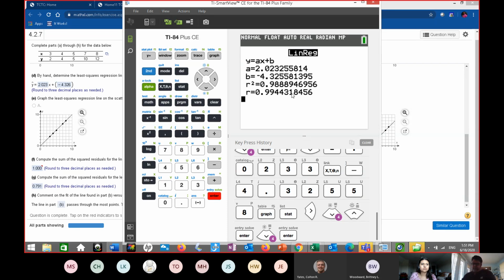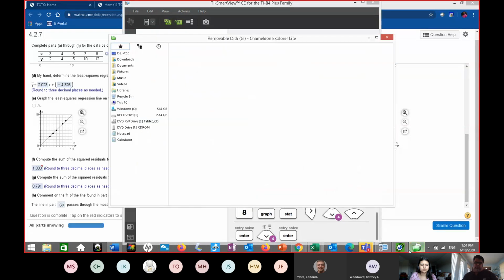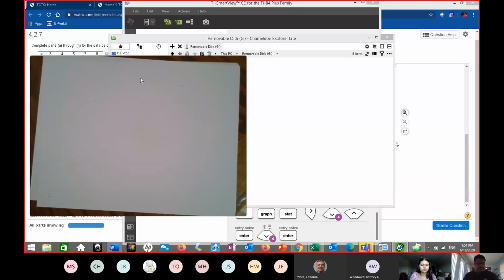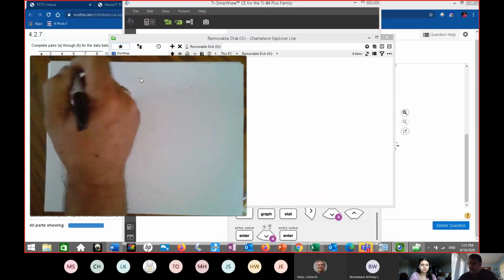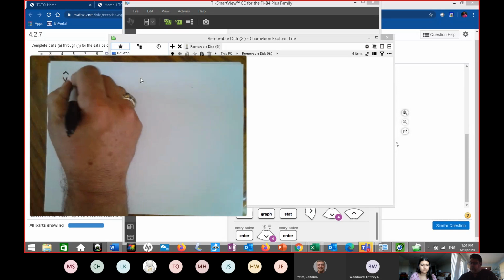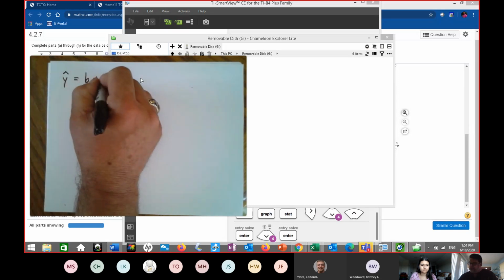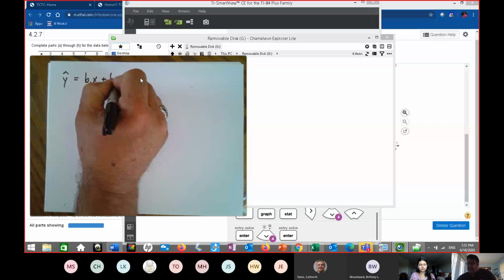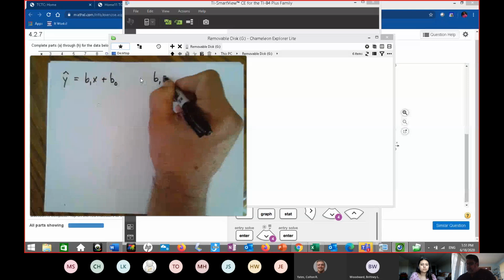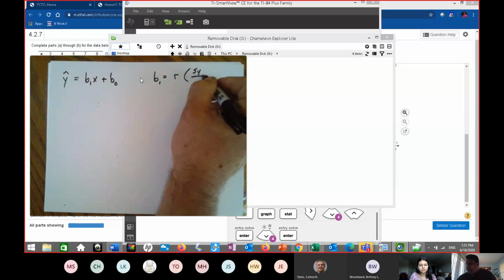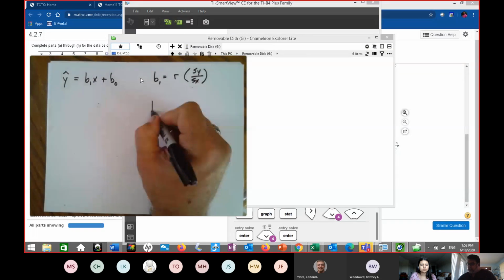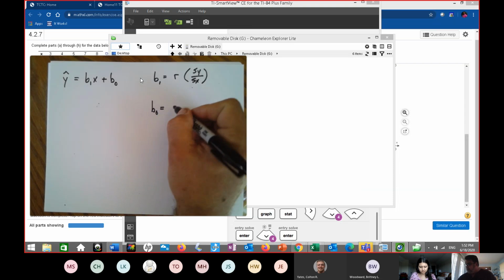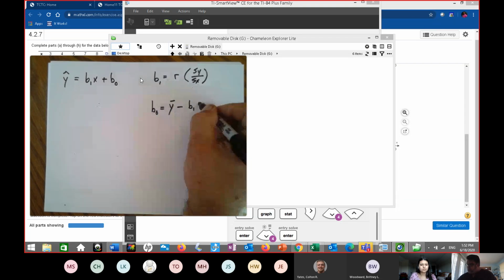So here we go. Y hat is equal to B sub 1 x plus B sub 0. B sub 1 is equal to R times Sy over Sx. B sub 0 is equal to y bar minus B sub 1 x bar.